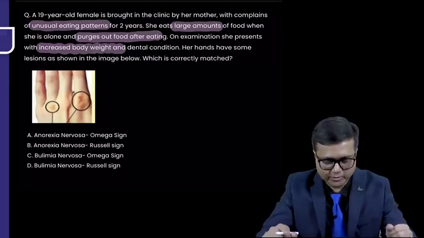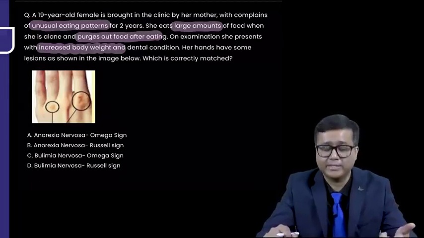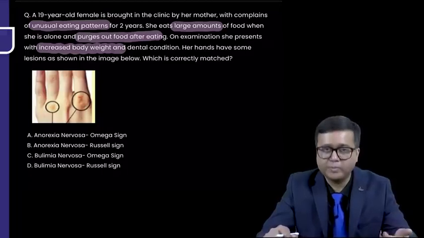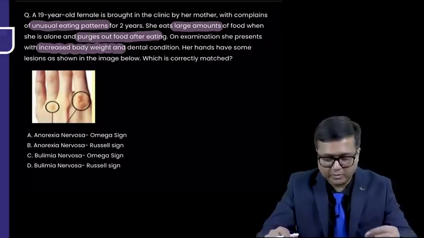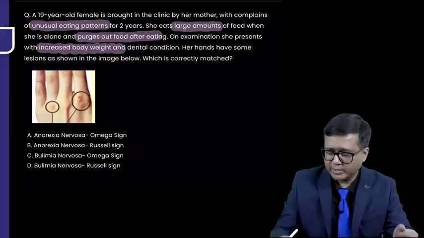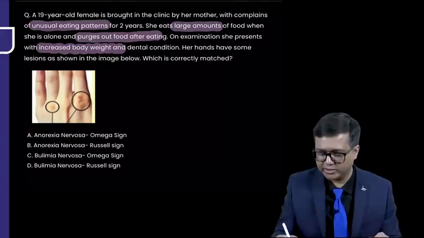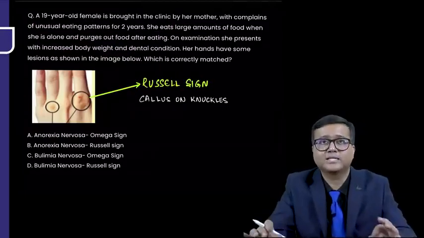So let's see the options. A. anorexia nervosa, omega sign. B. anorexia nervosa, Russell sign. C. bulimia nervosa, omega sign. And D. bulimia nervosa, Russell sign. Let us try to understand what is this injury or this callus on the knuckles. What is this known as? This is known as Russell sign.